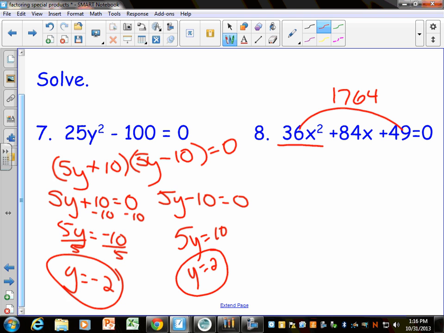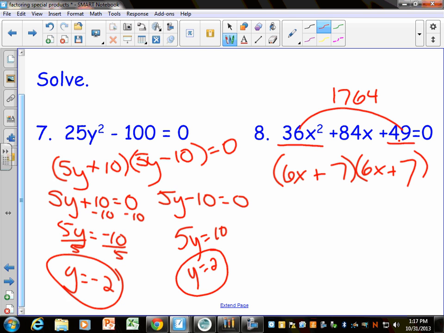Is 36 a perfect square? Yes. Is 49 a perfect square? Which means you can make your two parentheses, and instead of having to guess what multiplies to give you 1,764 that adds to give you 84, you can just say, what gives you 36x squared? 6x, 6x. What multiplies to give you 49? 7 and 7, and if it's all pluses, what do I put in here? All pluses.